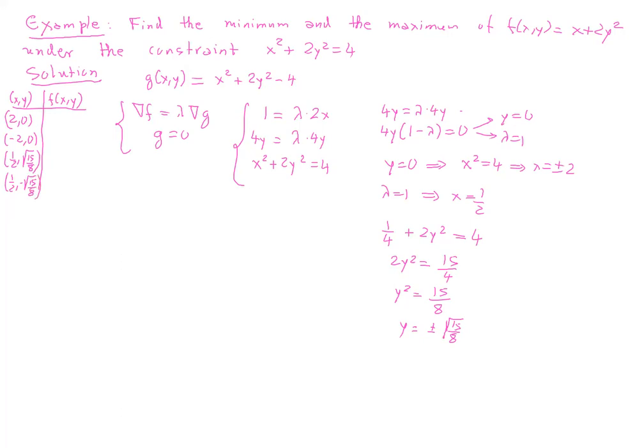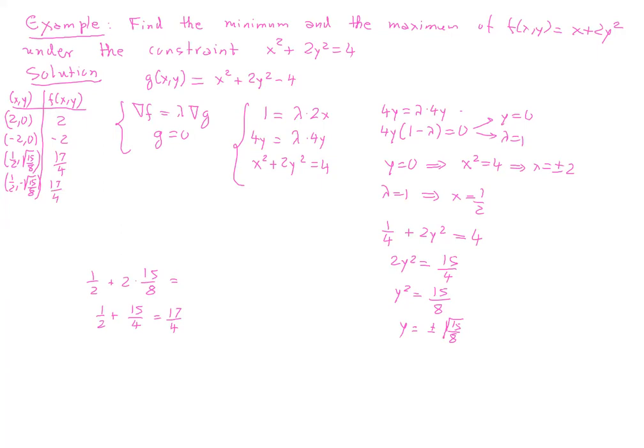So if we plug in (2, 0) into our function, we get 2. If we plug in (negative 2, 0), we get negative 2. And if we plug in the last 2 points, actually, we will get the same thing, which is how much? It will be 1/2 plus 2 times 15 over 8, which is the same thing as 1/2 plus 15 over 4. So that's 2 over 4 plus 15 over 4. That will be 17 over 4. So 17 over 4 here and 17 over 4 there.